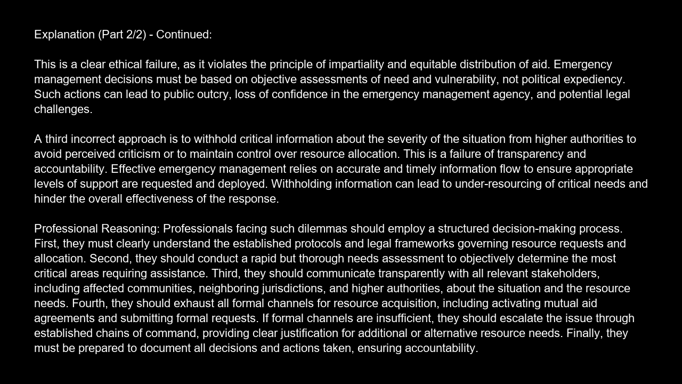A third incorrect approach is to withhold critical information about the severity of the situation from higher authorities to avoid perceived criticism or to maintain control over resource allocation. This is a failure of transparency and accountability. Effective emergency management relies on accurate and timely information flow to ensure appropriate levels of support are requested and deployed. Withholding information can lead to under-resourcing of critical needs and hinder the overall effectiveness of the response.